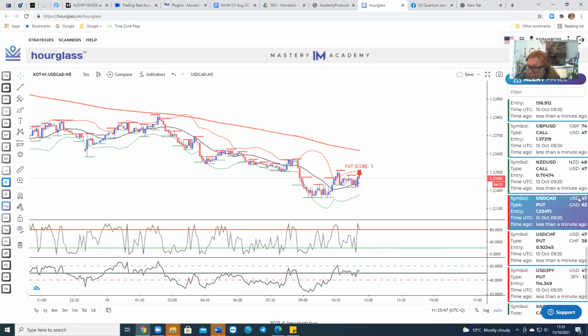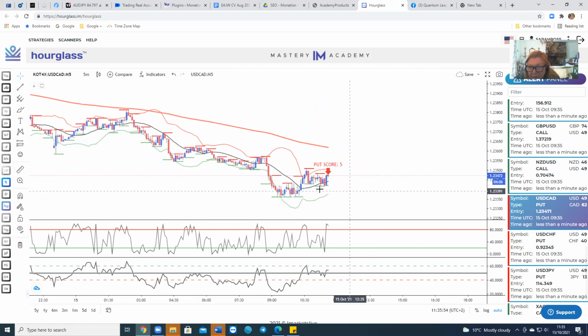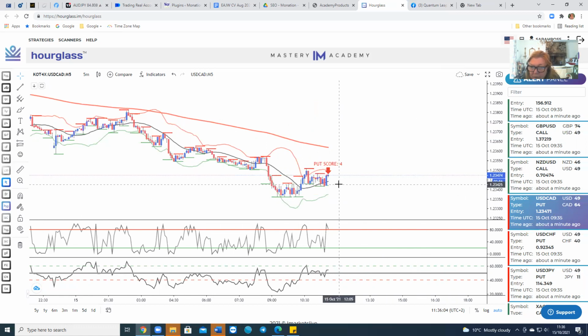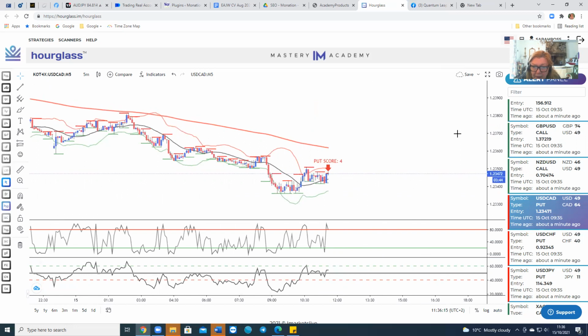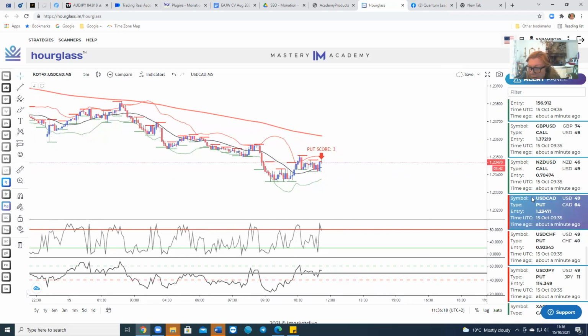USD CAD as a put, 47 to 62. It's a put score of 5 at 471. USD CAD. US dollar's just gained a little bit of strength, 471, 480. But that's quite a nice move. It's not quite below our line here. That does look like a nice trade, and you've got the red moving average. So USD CAD for a put, 3 minutes 40 left.